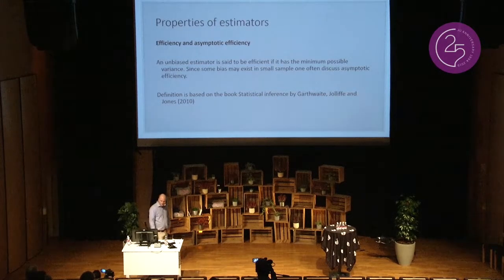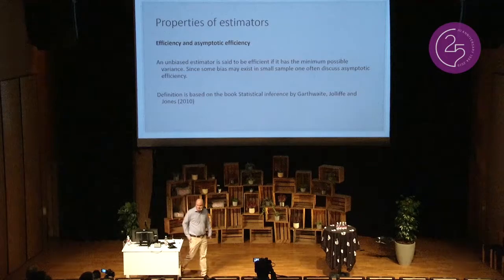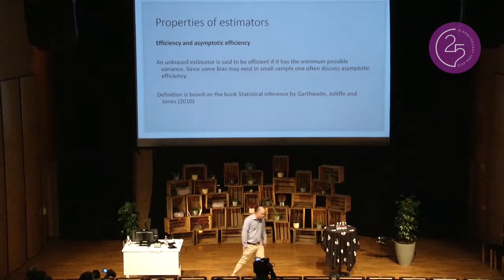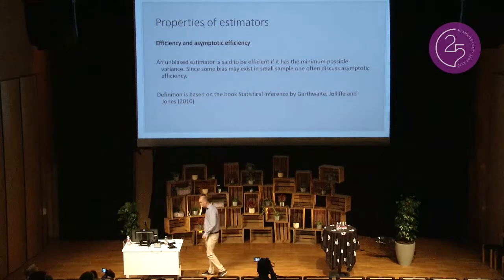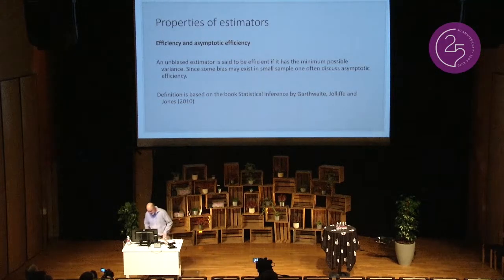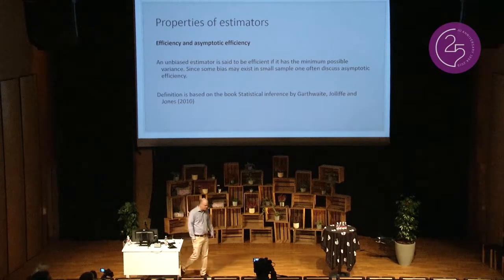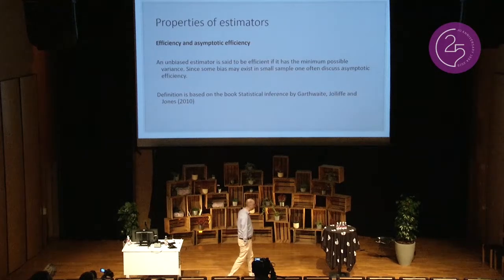Another property of an estimator is efficiency. And often we can have several estimators that are unbiased. And then the most efficient estimator is the estimator with the minimum possible variance.